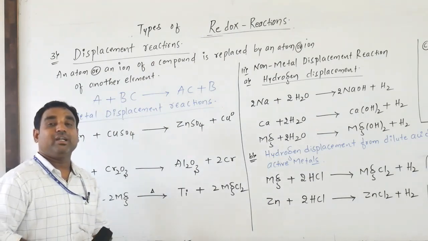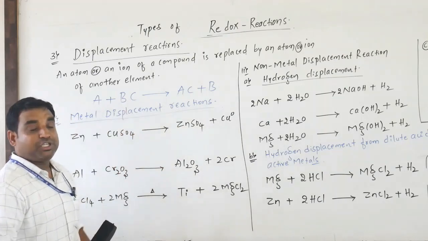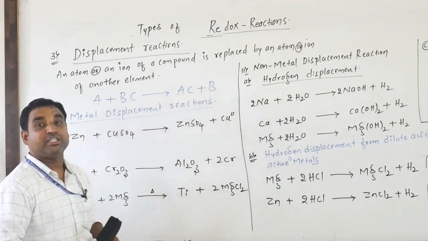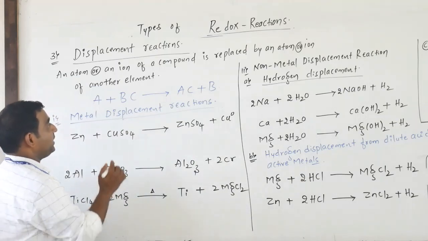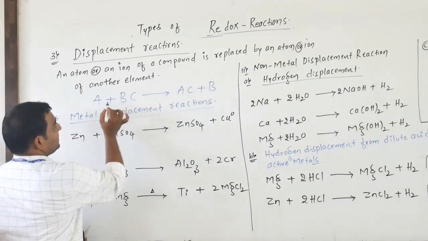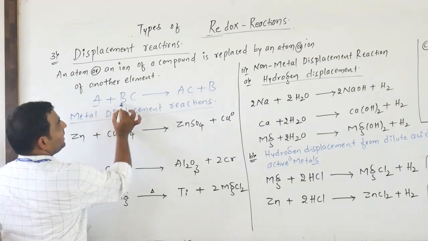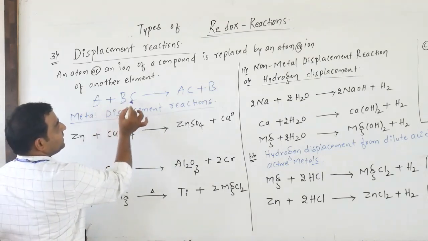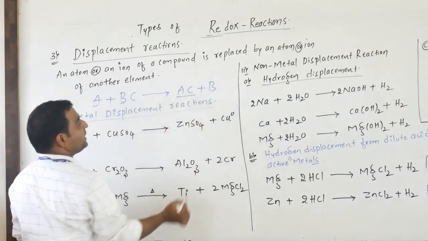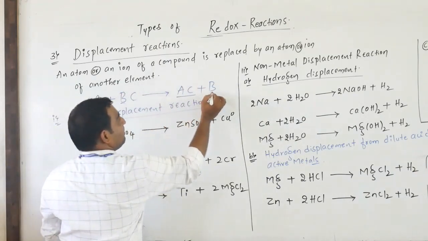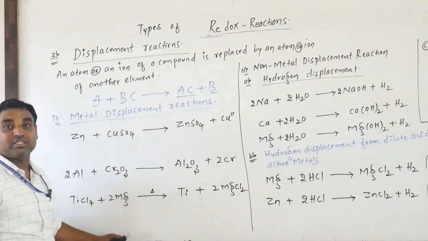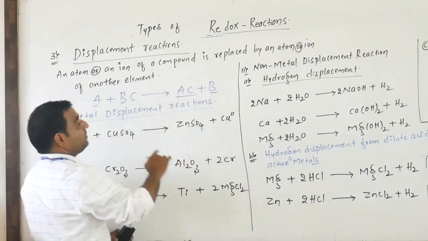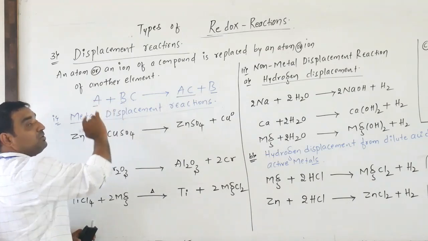Example, we have taken a hypothetical equation here: A plus BC gives AC plus AB. In this reaction, B is replaced. A combines with C and AC is formed. B is replaced and comes out. B is replaced and comes out, and A comes in its place.